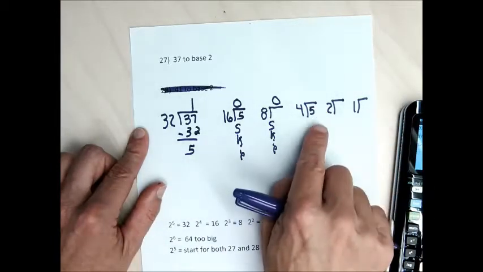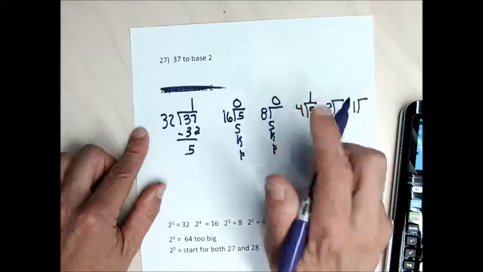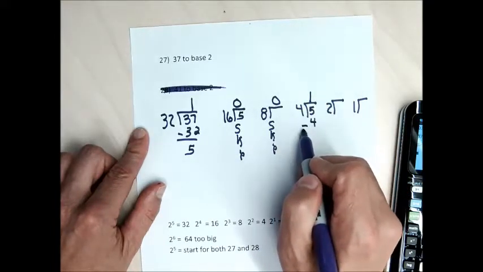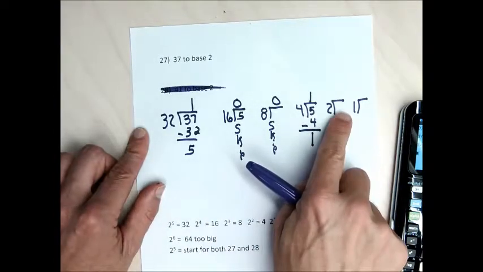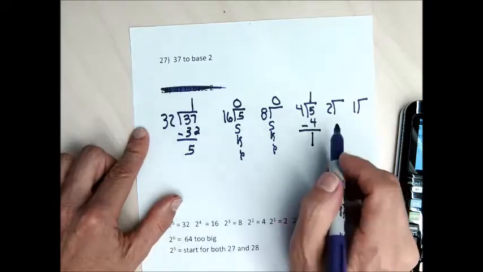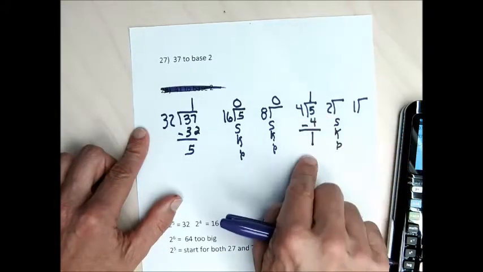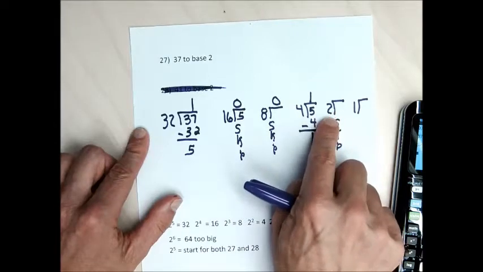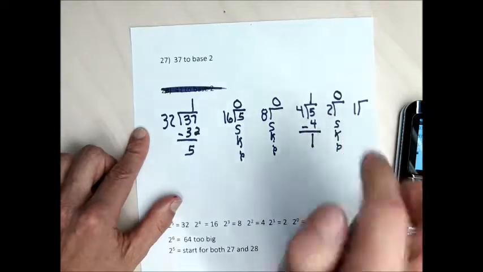This I think I could do in my head. 4 goes into 5 one time. 1 times 4 is 4. I'm going to subtract 4, get a remainder of 1. I'd like to put the 1 under that division bar, but I can't because it's too small. 1 is less than 2, and anytime my remainder is less than the number outside the division bar, I skip that division and carry it over to the next one.